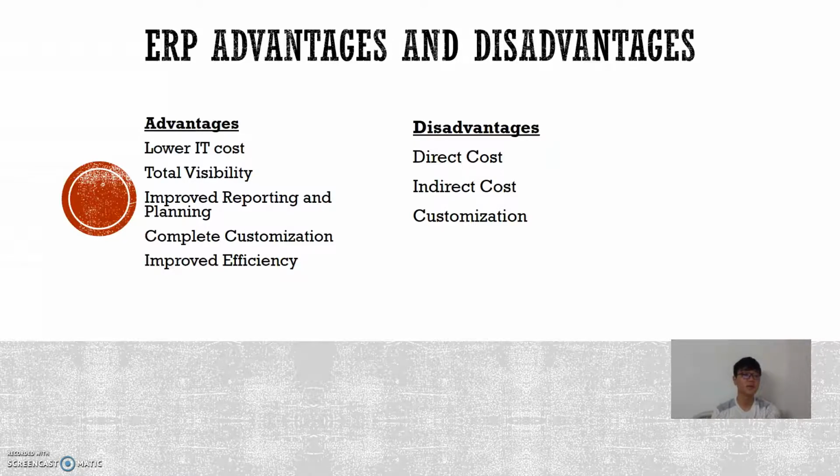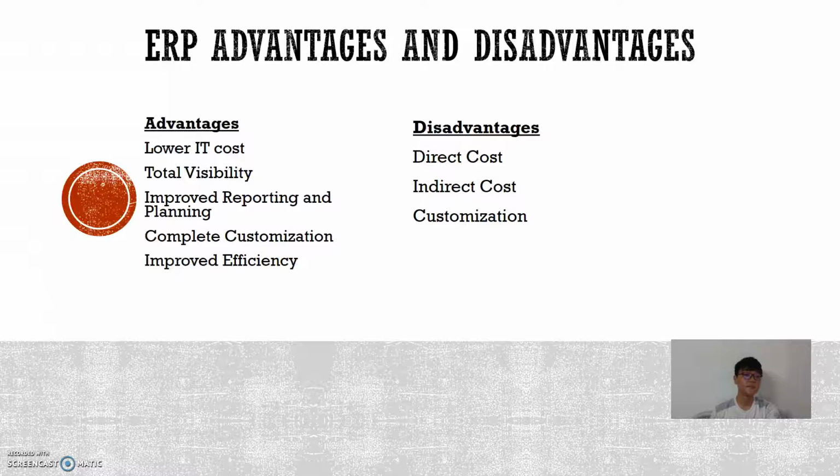And the second one, total visibility. ERP allows total access to every important process in your business by making data from every department easily accessible to you and your senior management. For example, you can monitor inventory levels on a daily basis, including future and consignments that are yet to be received and inventory that is currently in transit.